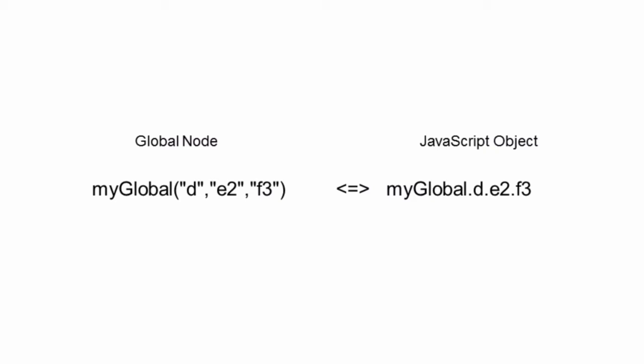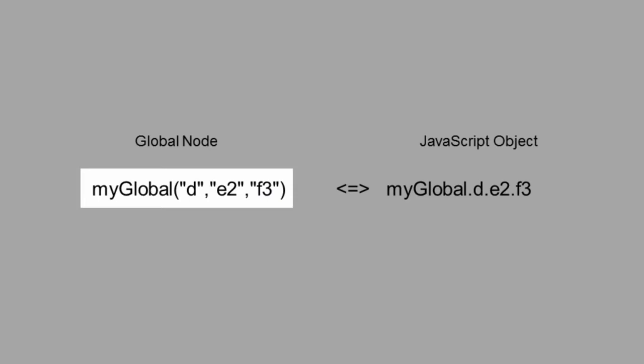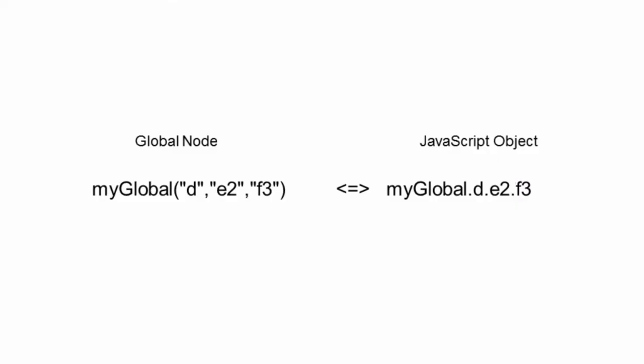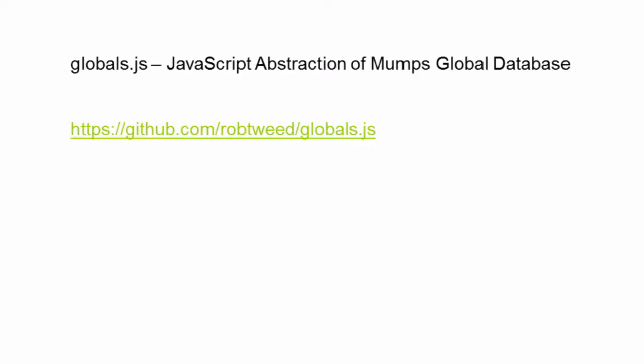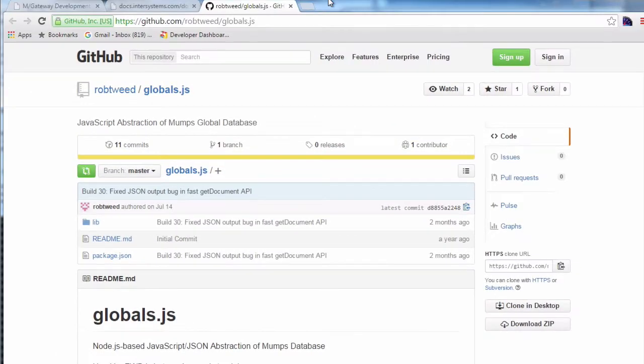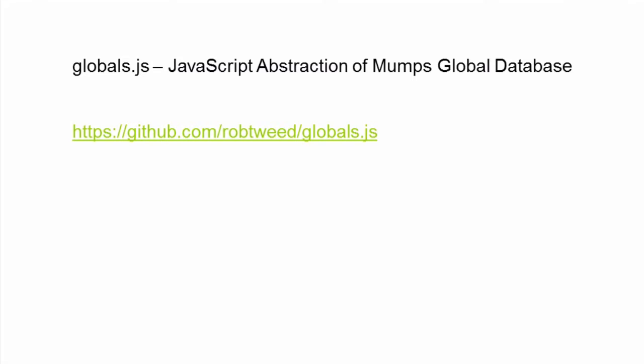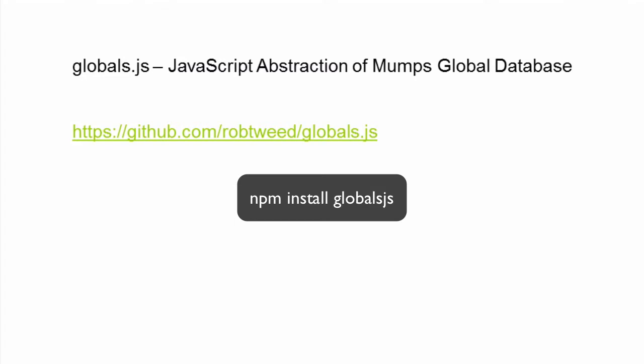So if we extrapolate this thinking a little bit further, we therefore should be able to take any global node, such as this one on the left, and represent it using the JavaScript object dot notation as shown on the right. And that's the underlying concept behind an open source Node.js module that I created, which is named globals.js. Here's the GitHub repository. You can actually install and use it as a standalone module for Node.js. To do so, just use npm install globals.js.